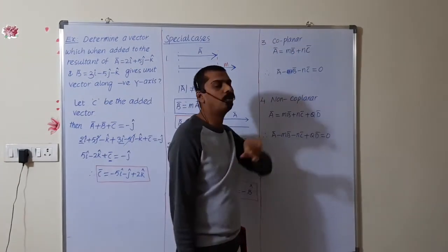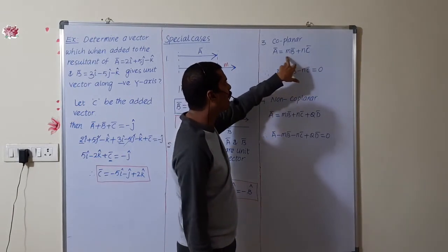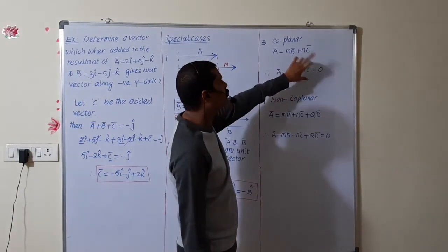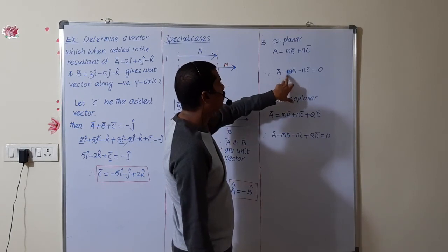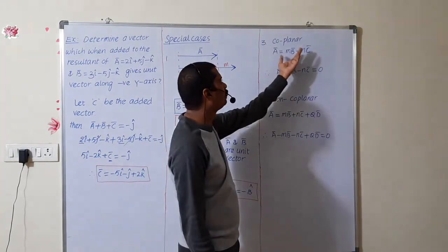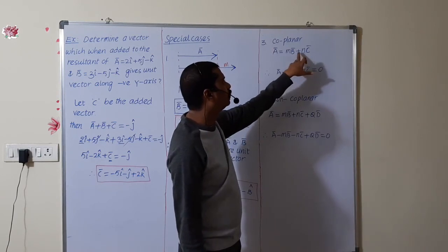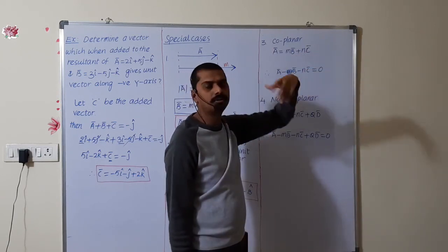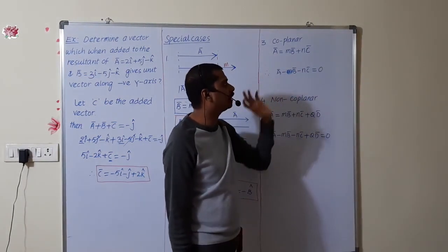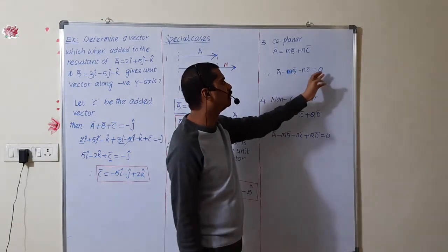Now if the three vectors are coplanar vectors, we can write A vector is equal to M B cap plus N C cap. M and N are constants, or we can say numbers. Now if you want to make it 0, the equation is A minus M B vector minus N C vector is equal to 0. Otherwise we can also write M B vector plus N C vector minus A vector is equal to 0, as you wish. But if I want the resultant of these three vectors, a minimum of three vectors is required to make the zero vector.